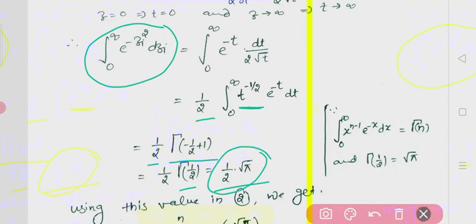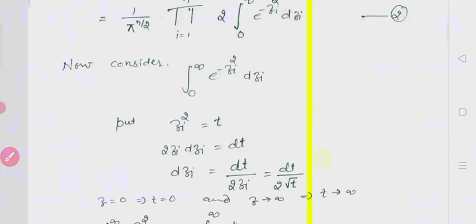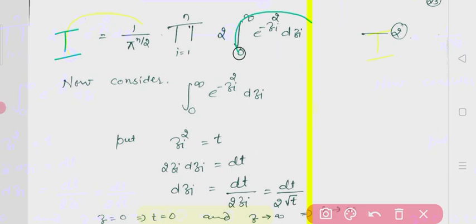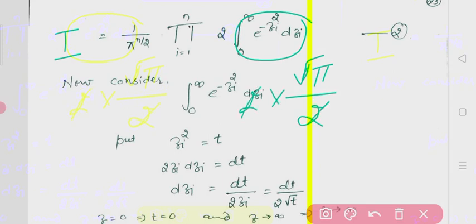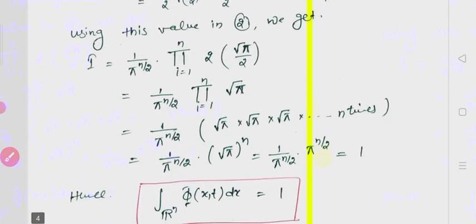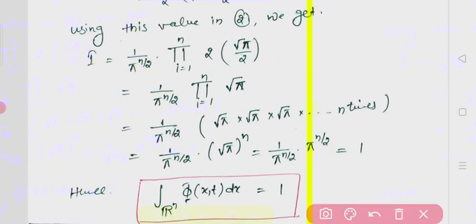Now we place this value in this integral in the second equation. So in your second equation, I equal to this one, here we use its value, which is root pi by 2, and the 2 is already there, so this 2 will cancel out, and you have to multiply root pi n times. So that's why we just place the value over here, and we get I will be equal to 1 by pi raised to power n by 2. Product of 2 into the integral value root pi by 2, so 2 will be cancelled out, root pi.